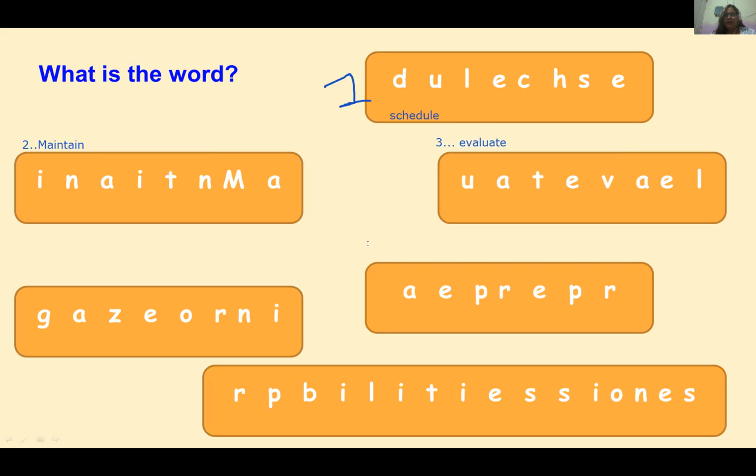Number four, look at this one. Prepare. Very good. Prepare a report. What about number five? Organize. That's right. And the last one, number six. Responsibilities. Exactly. So these are some of the verbs that we studied yesterday, and we can use these verbs to talk about our responsibilities and activities at work.